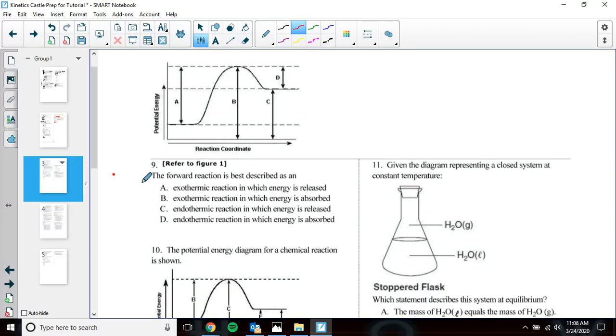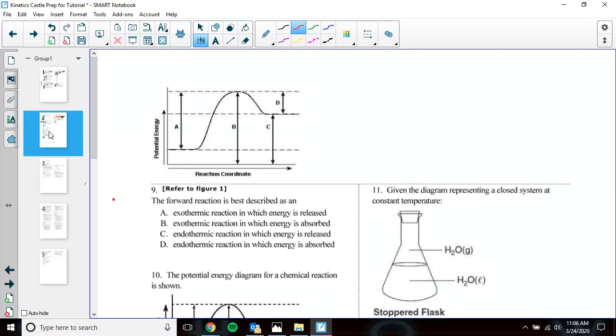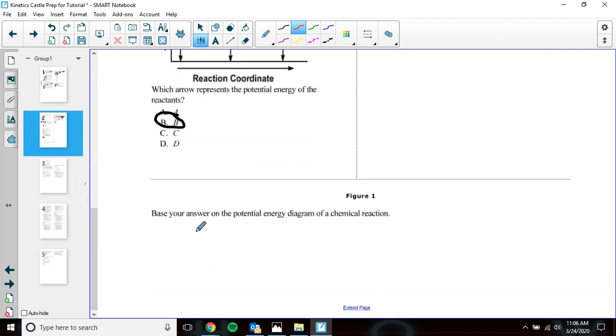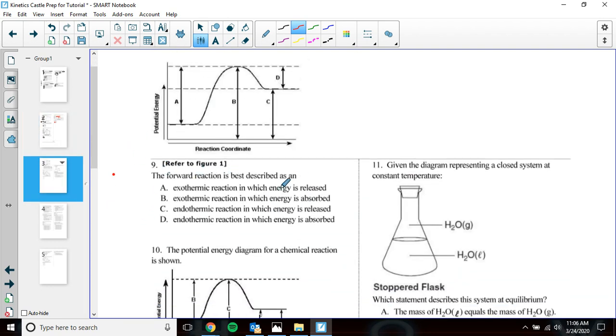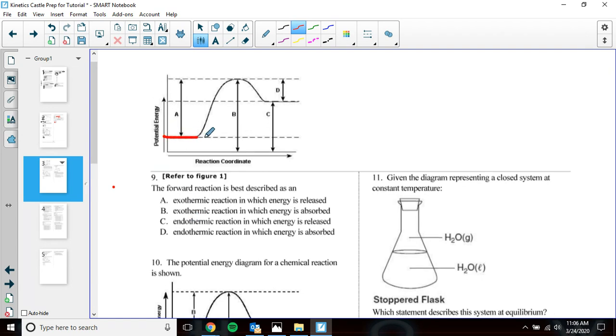Okay, let's move on to number 9. And I believe it says on the bottom, this is where the formatting issues. It says base your answer to the potential energy diagram in the chemical reaction. The forward reaction is best described as. So forward is going from left to right. I see I'm starting at a low energy and ending at a higher energy. So I'm actually absorbing energy. It's endothermic. So right here, when I see energy is released and energy is released, those are wrong. So A and C are wrong. I know that energy is absorbed because I see it starts low and goes high.